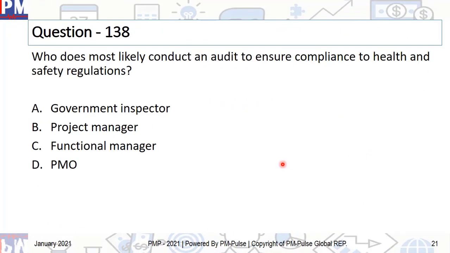Question number 138. Who does most likely conduct an audit to ensure compliance to health and safety regulations? A. Government inspector. B. Project manager. C. Functional manager. And D. PMO.